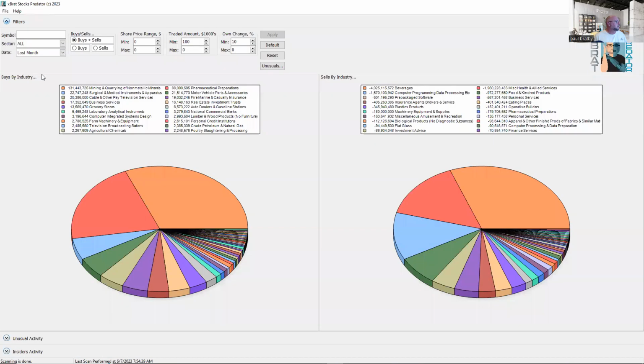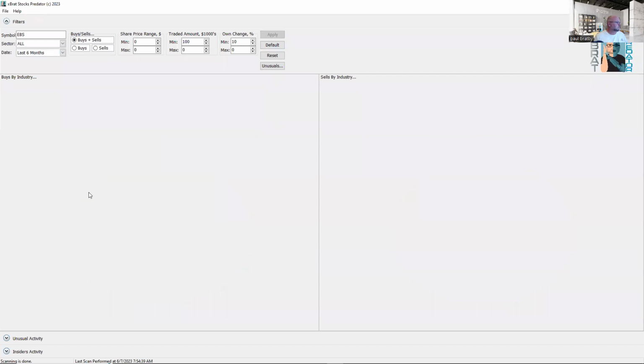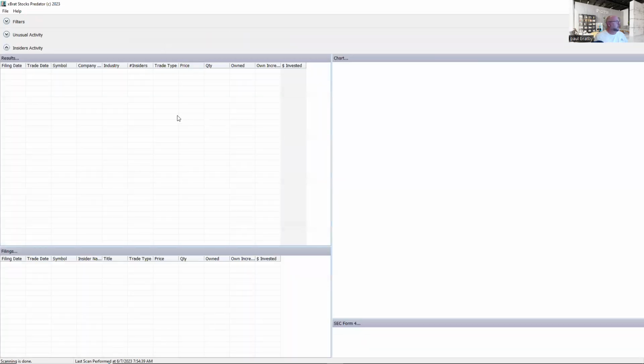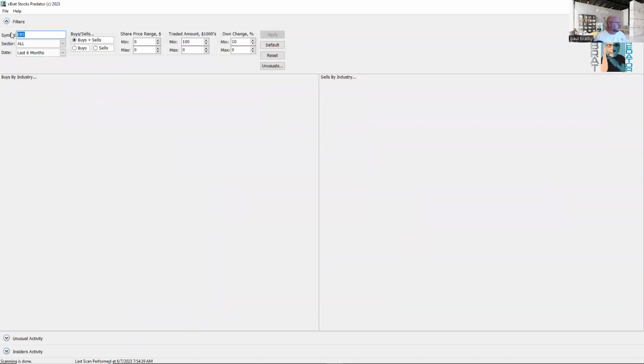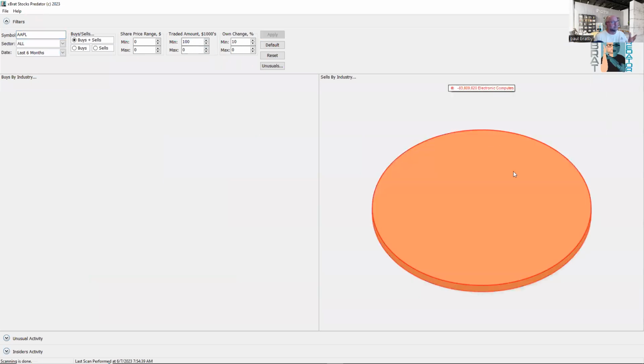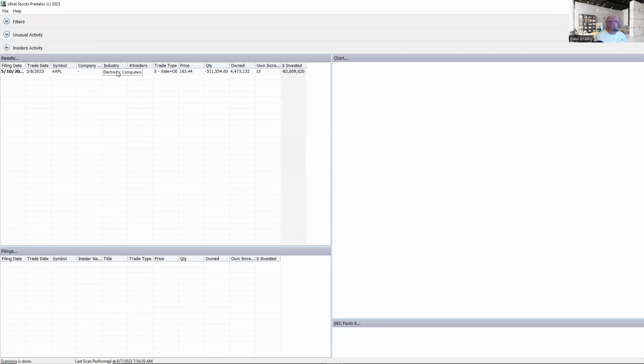So what we're going to do is go back to the filters. We've got the symbol, on buys and sells, and we want to go for the last 6 months, okay? None. Okay. Let's try it on another stock just to make sure it's working. I've put in the traded amount for Apple. There we go. So last 6 months, Apple, all the insider activity. Not been a great deal, actually.